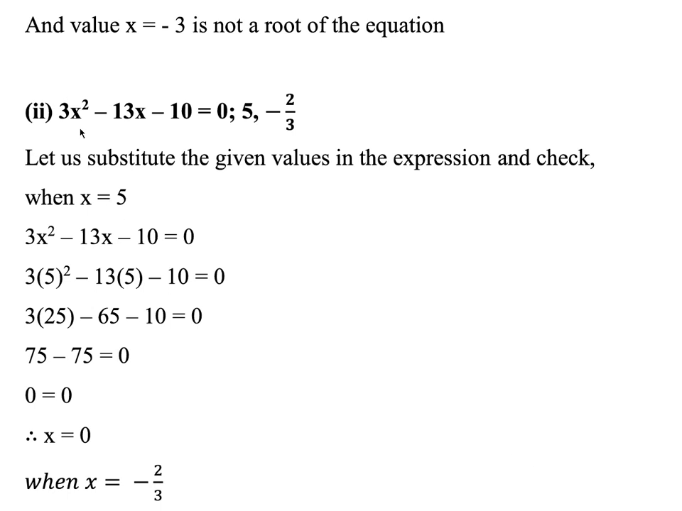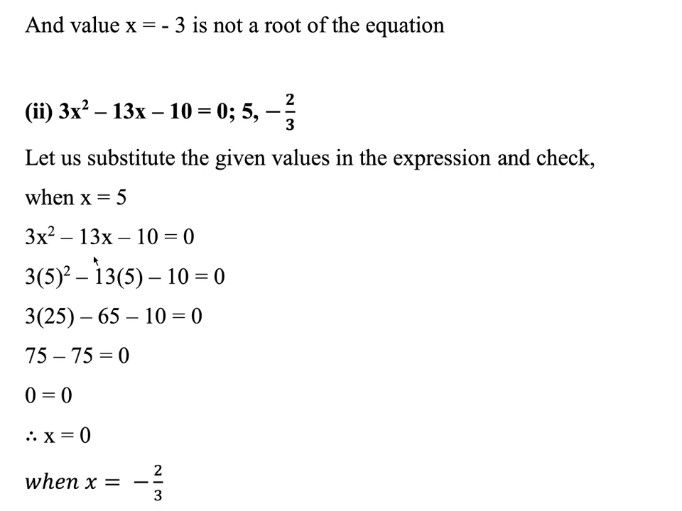Now come to the second equation. 3x square minus 13x minus 10 is equal to 0. So we have to put 5 and minus 2 by 3 and we have to see whether these are roots or not. So put x is equal to 5.